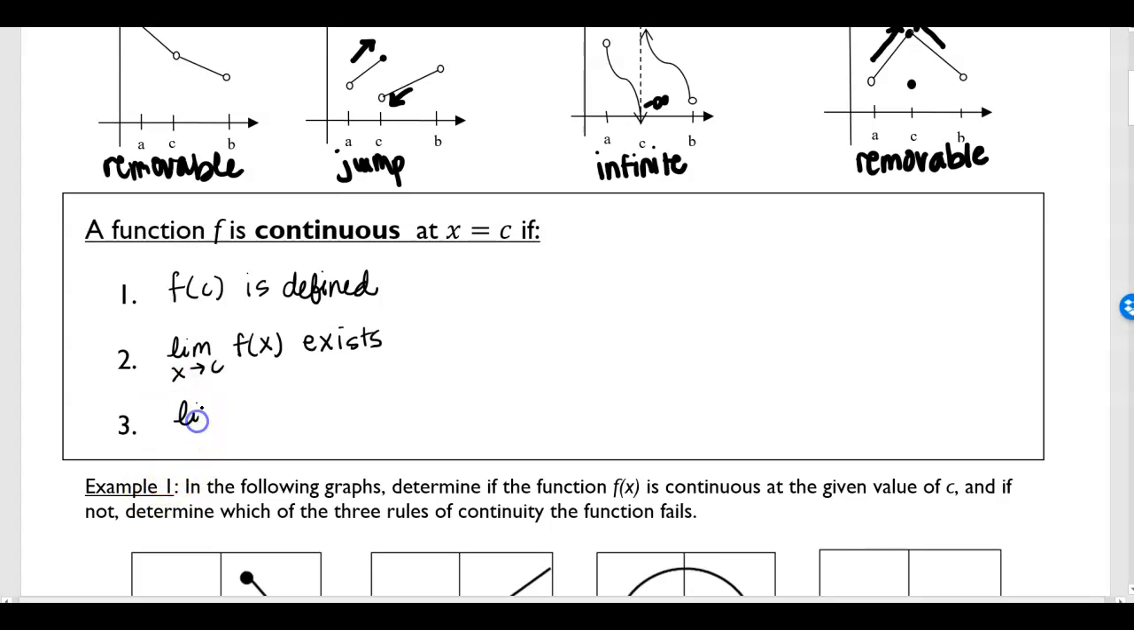So I'm going to say the limit as x approaches c of f of x is equal to f of c. So whatever I get for my limit, I also get for my function value. So all 3 of those things have to be true in order for a function to be continuous. If one of them is false, then automatically the function is not continuous.